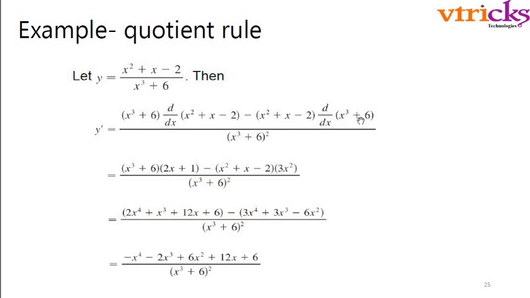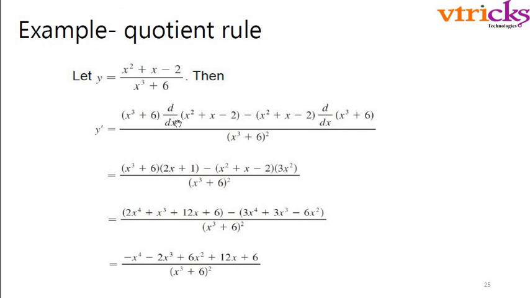So we are using the same quotient rule: denominator times differential of numerator, minus numerator times differential of denominator. And in the denominator, we have taken x cube plus 6 whole square. To understand this expression, as in the previous slide, assume the numerator is g of x and the denominator is h of x. Now we can just simplify. This remains as it is.